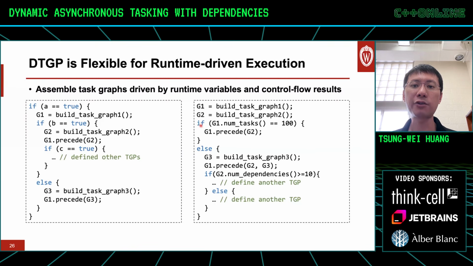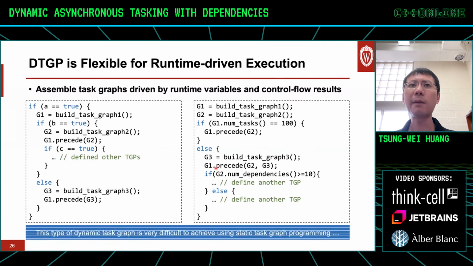Or, depending on the structure of a task graph, if G1 has 100 tasks, I'm going to run G2 right after G1. Otherwise, I will create a new task graph G3 and make G2, G3 run after G1. So this type of dynamic task graph parallelism and construction at runtime, driven by dynamic control flow results, is very difficult to achieve using a static task graph programming model because you cannot decide the task graph structure upfront.